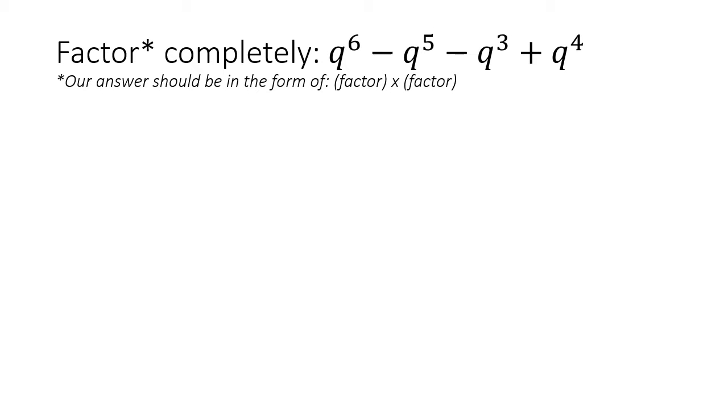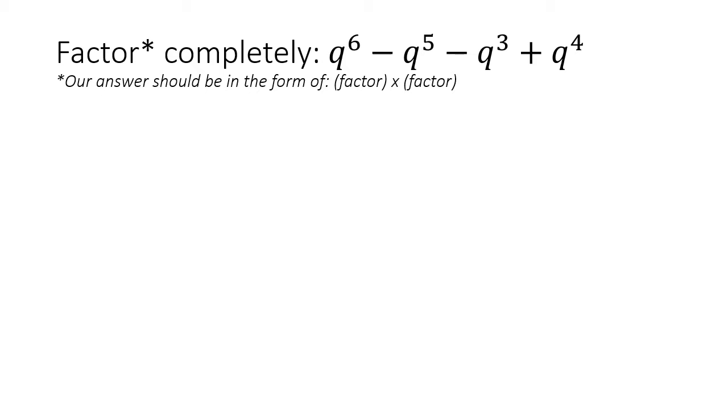It says factor completely q to the 6th minus q to the 5th minus q cubed plus q to the 4th, okay? So the directions are so important. When the directions are telling you to factor, that means that your answer should be in the form of factor times factor, and your GCF will be one of those factors. So when you are done with this problem, it's really important for you to make sure that your answer looks like this, factor times factor, okay?